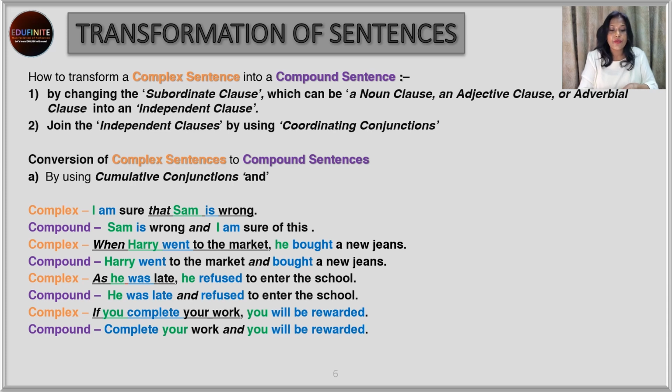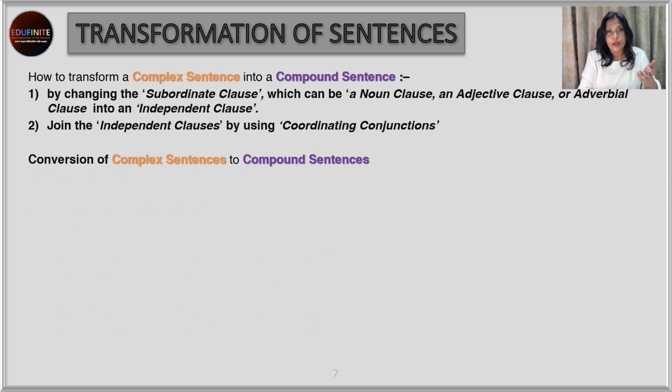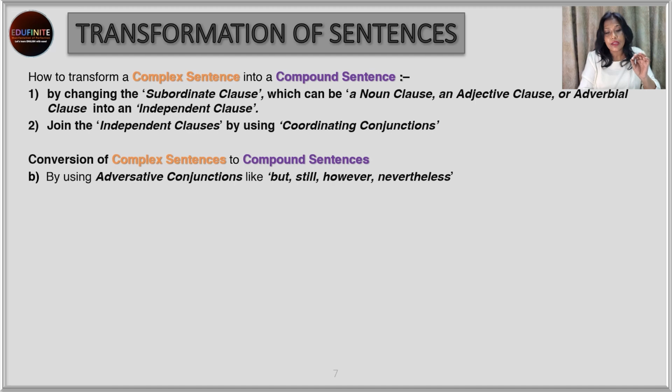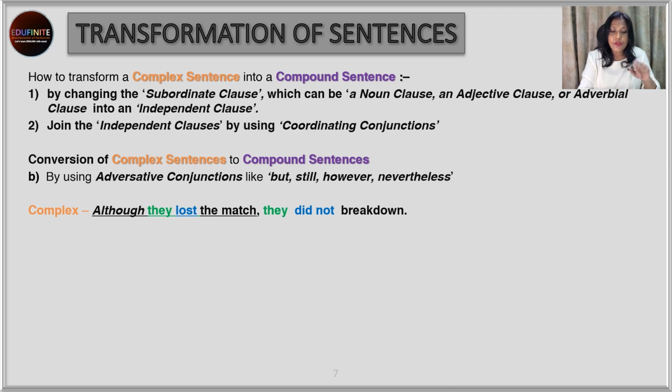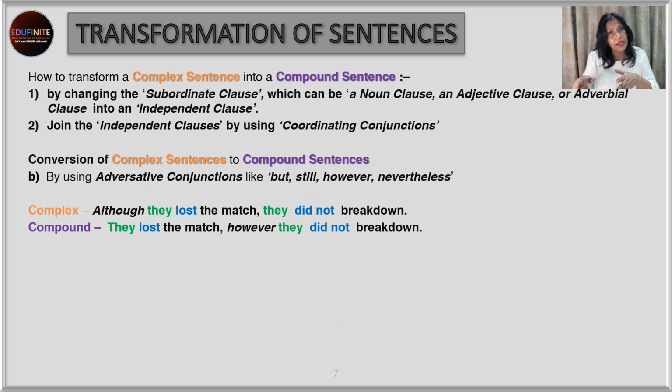Well, the next set of conversion of complex sentence to compound sentence is by using adversative conjunctions like but, still, however, nevertheless, etc. Now the first complex sentence, although they lost the match, they did not break down. Now what do we do? We remove the subordinating conjunction although. Now this turns into an independent clause. They lost the match. Then we use the adversative conjunction however. They lost the match however, and then we write the other independent clause.